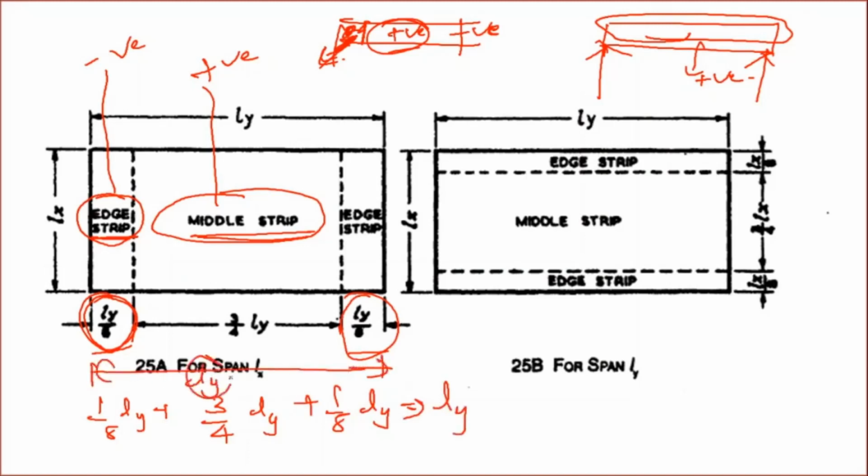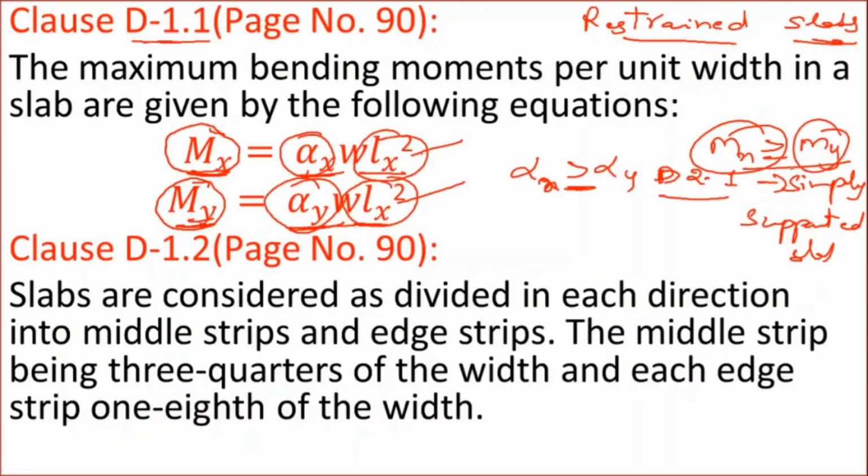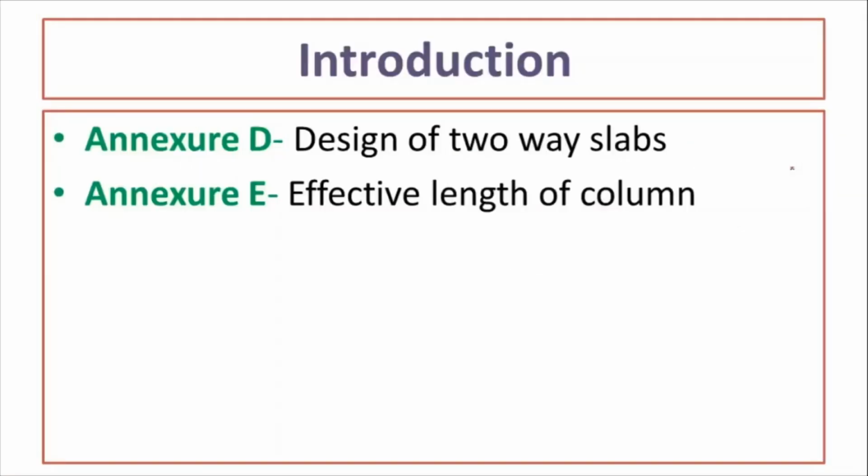Now if you take it in this direction also, it will be the same. If you take along the short span, this total length is Lx. So the width of the middle strip will be how much? 3/4 of Lx, and the width of the edge strip will be 1/8 of Lx, like this. So middle strips are designed for what? Positive bending moment, and edge strips are designed for what? Negative bending moment. That's the point.